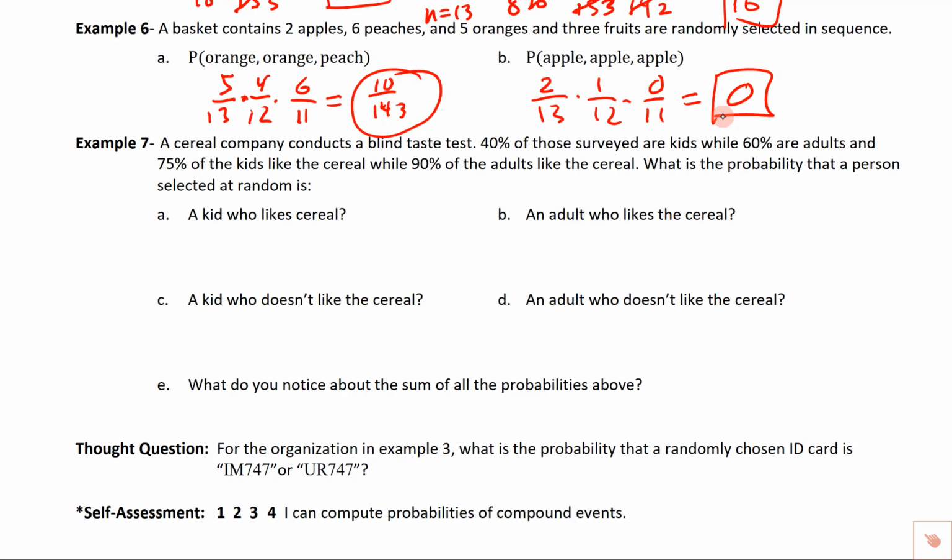Okay, last problem here, and then I've got a thought question for you. It says, a cereal company conducts a blind taste test. 40% of those surveyed are kids, while 60% are adults. 75% of the kids like the cereal, while 90% of the adults like the cereal. What is the probability that a person selected at random is a kid who likes cereal?